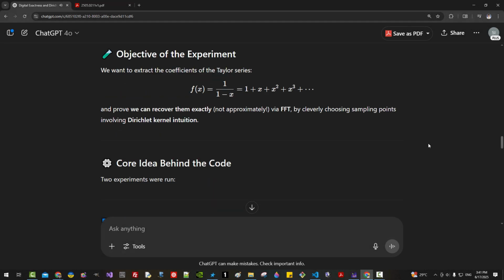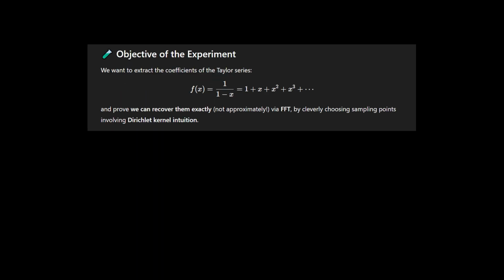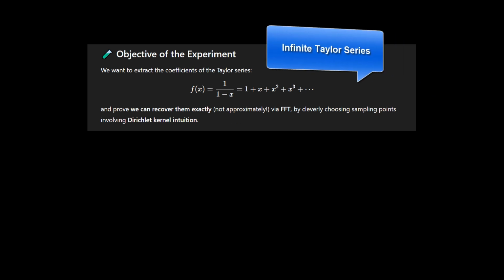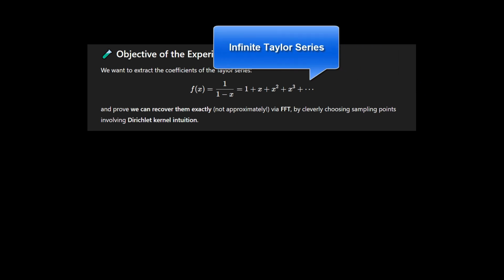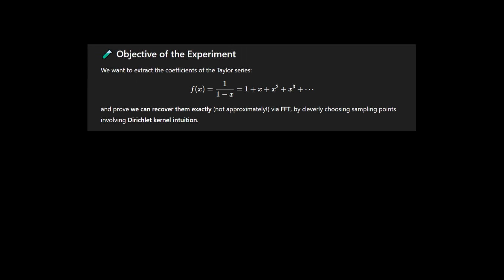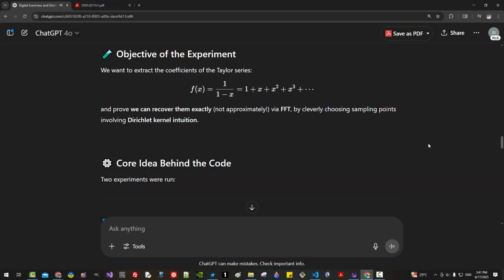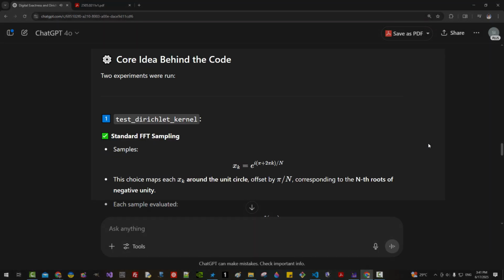Objective of the experiment: we want to extract the coefficients of the Taylor series f(x) = 1/(1 - x) = 1 + x + x^2 + x^3 + ..., and prove we can recover them exactly, not approximately, via FFT by cleverly choosing sampling points involving Dirichlet kernel intuition. Core idea behind the code.